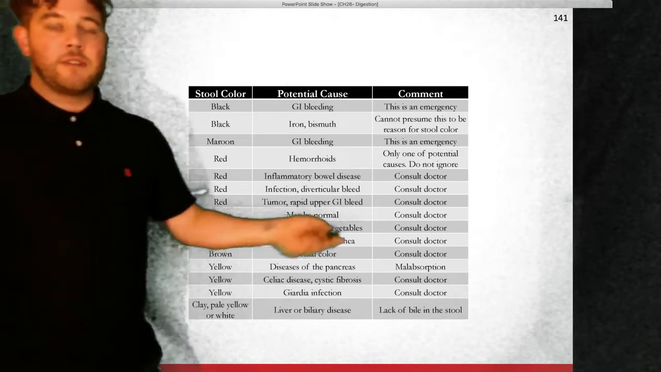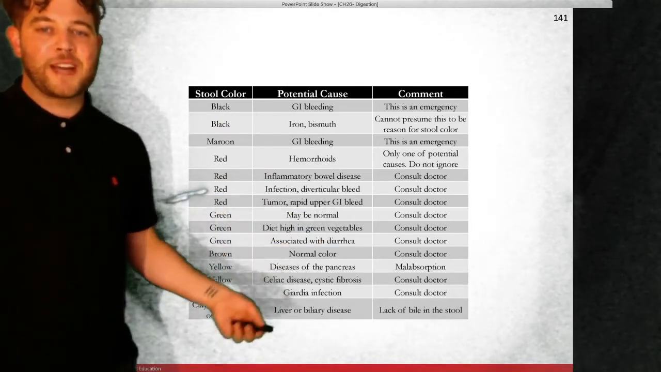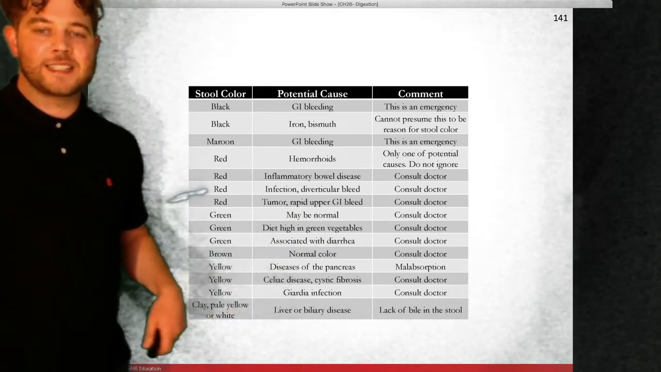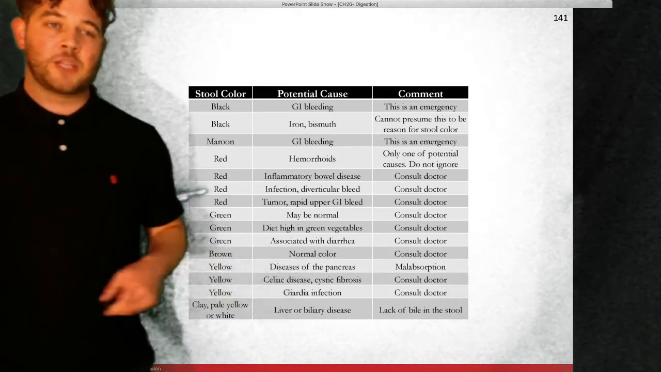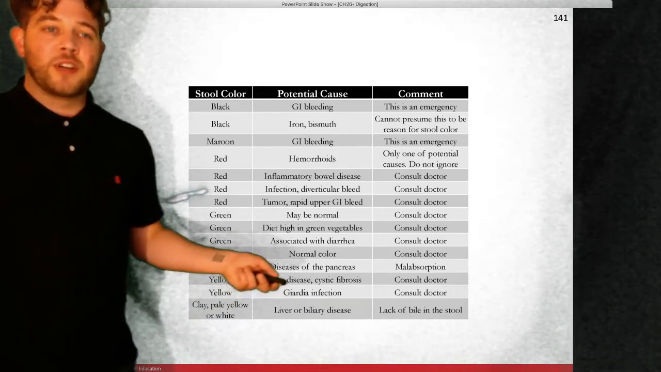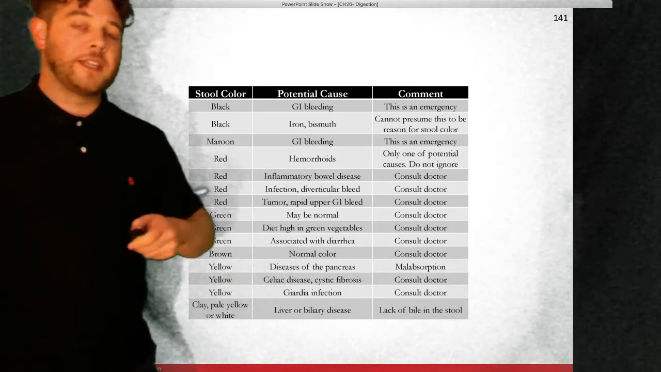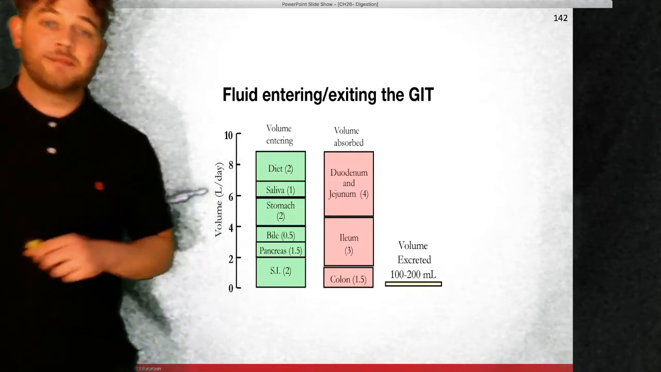Green: diet high in green vegetables. Consult a doctor. Yellow can be from the pancreas, celiac disease, cystic fibrosis, or giardia infection. That's a bacterial infection that will also come with extreme diarrhea. I had a friend who thought he had giardia. Luckily, we have another friend who's a microbiologist who confirmed that he did not have giardia.